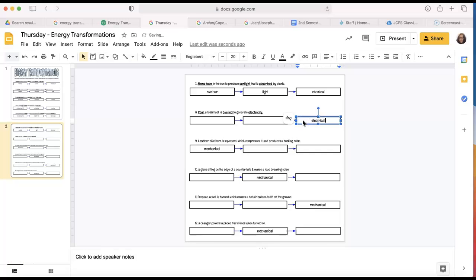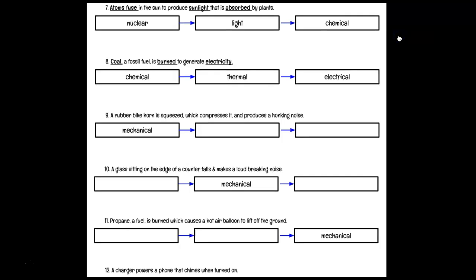So I'm going to go ahead and fill this in as I go. So we have thermal and we have chemical, because all of your fossil fuels will be examples of chemical energy, because a chemical reaction occurs to turn them into something else.